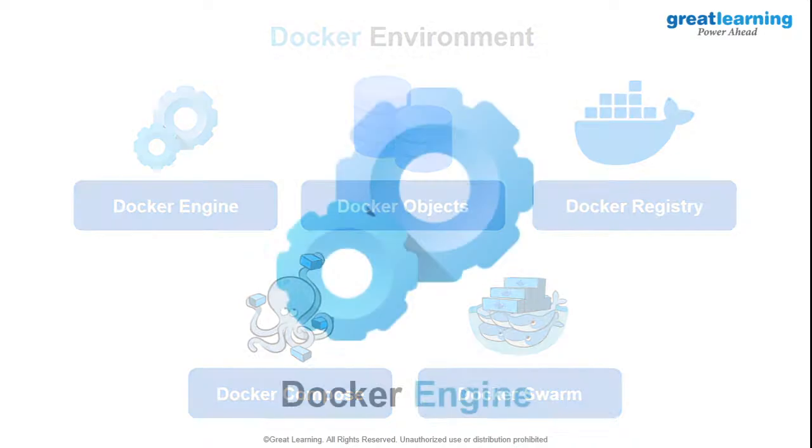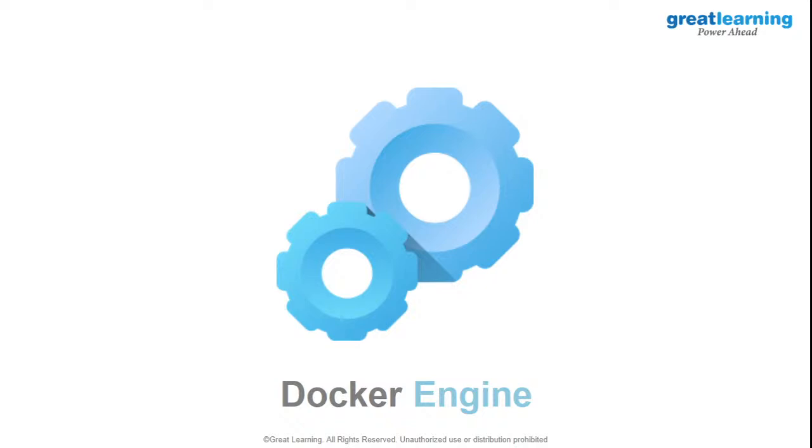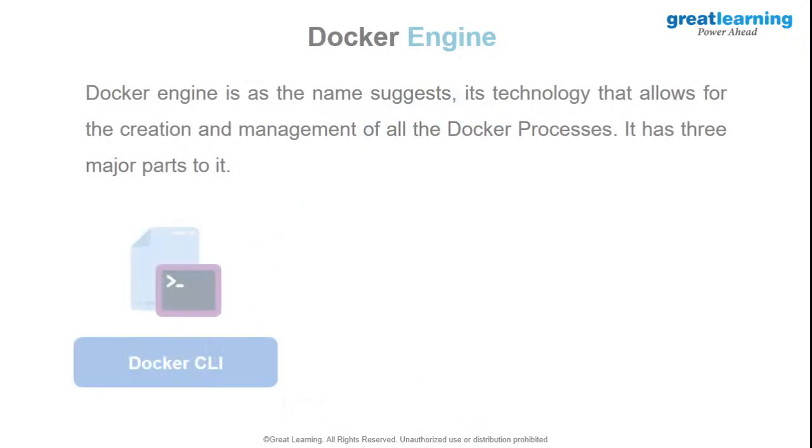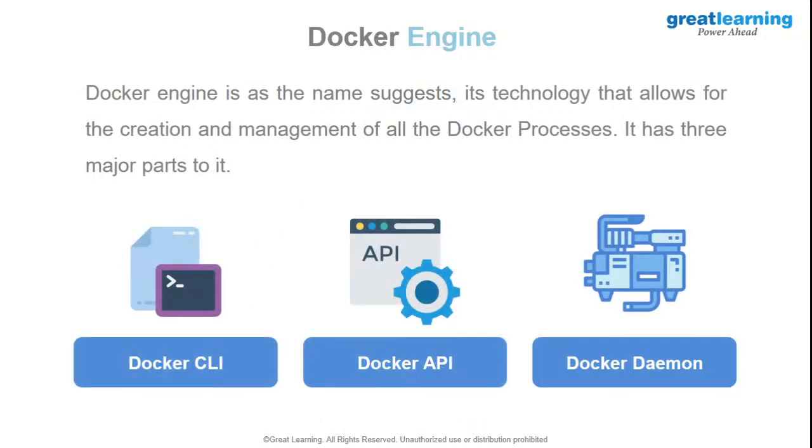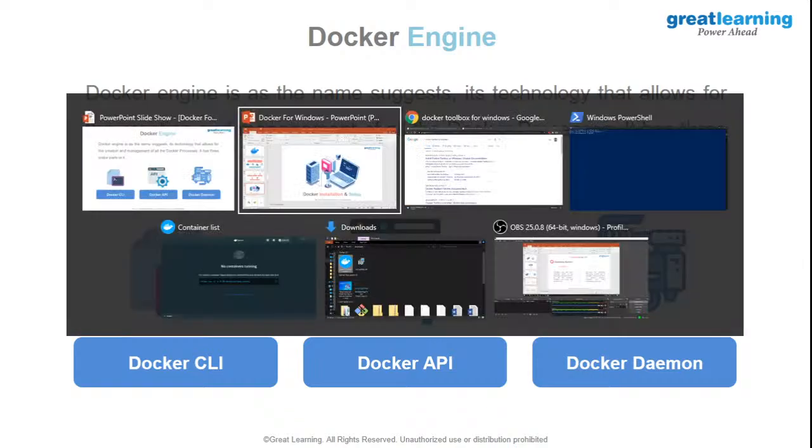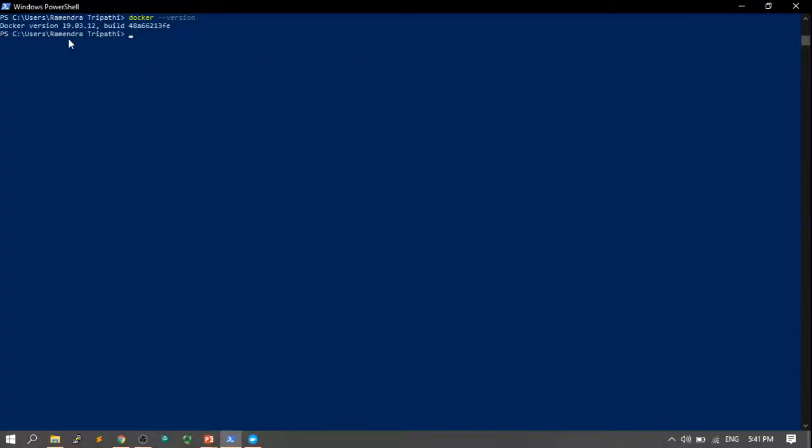The engine is the core thing about Docker. It consists of three things: the CLI, the API, and the daemon. The daemon actually does all of the processing. Any request you send will be given to the daemon, and the daemon will run it. The API is your communication layer. It allows you to communicate with the daemon. And the CLI is all your Docker commands, like the command we typed over here, docker --version.